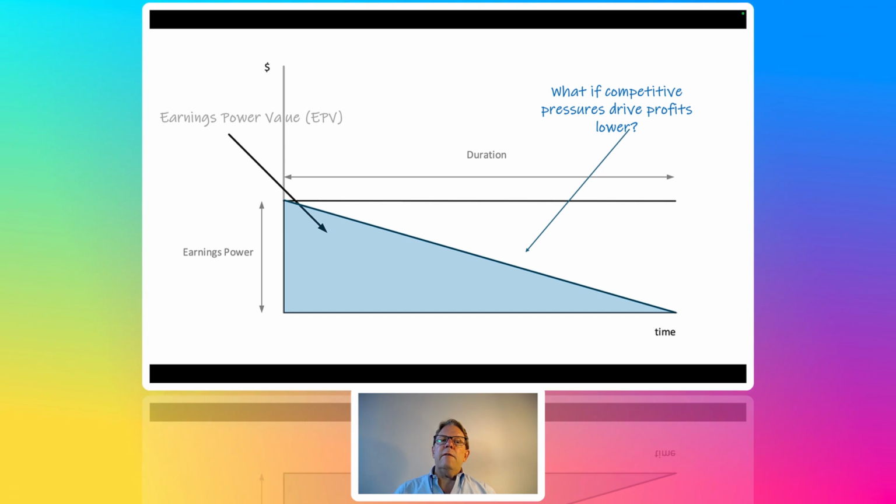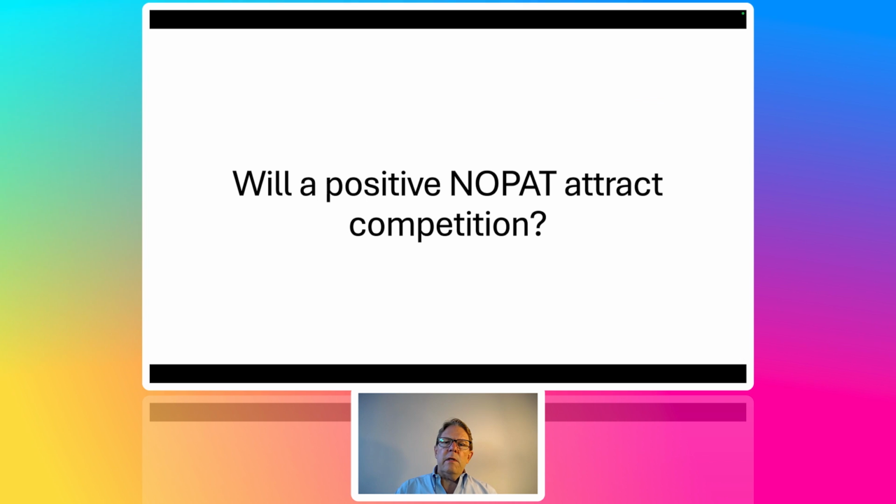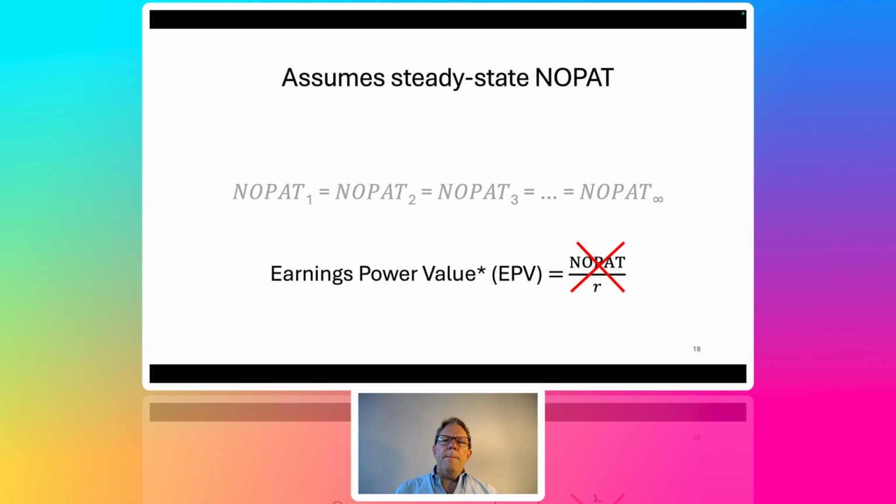And now all of a sudden calculating earnings power value is much more challenging because I have a declining cash flow, not a steady cash flow. So that's why we really talk about, will a positive NOPAT attract competition? Because if it does, all bets are off. So this is starting to set up the case for barriers to entry, competitive advantage, and then ultimately sustainable competitive advantage. But I want to talk a little bit about what the competition's thinking about.